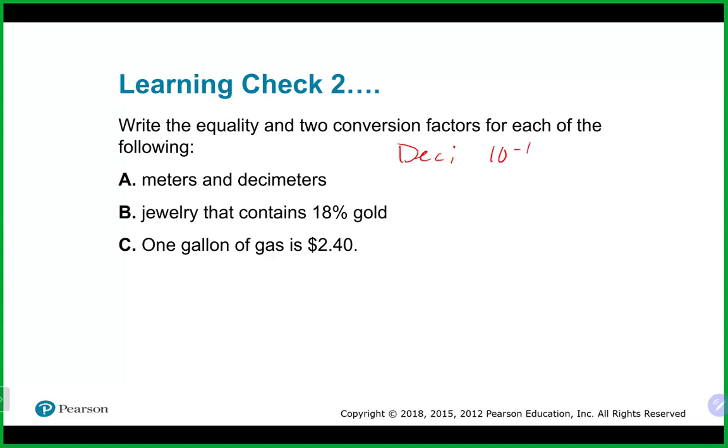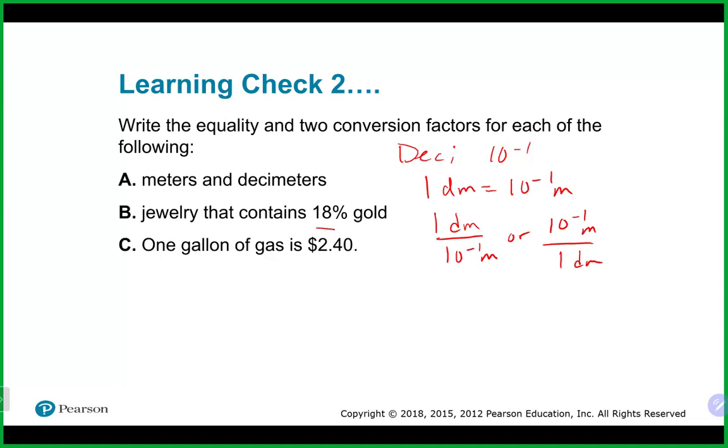It is 10 to the minus 1. So that would mean in 1 decimeter, there would be 10 to the minus 1 meters, which would give you a couple of different conversion factors. Obviously, something like so, or just flip it around.